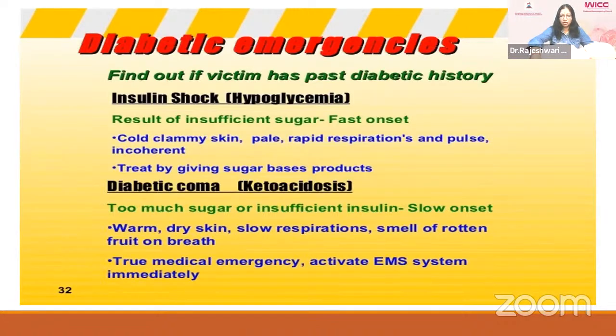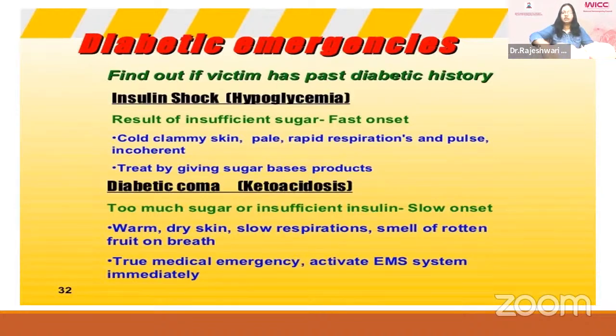Insulin shock, hypoglycemia, is the result of insufficient sugar, and the onset is fast. Signs are cold, clammy skin, paleness, rapid respiration, and an incoherent pulse. You have to treat the person with some sugar syrupy based products.